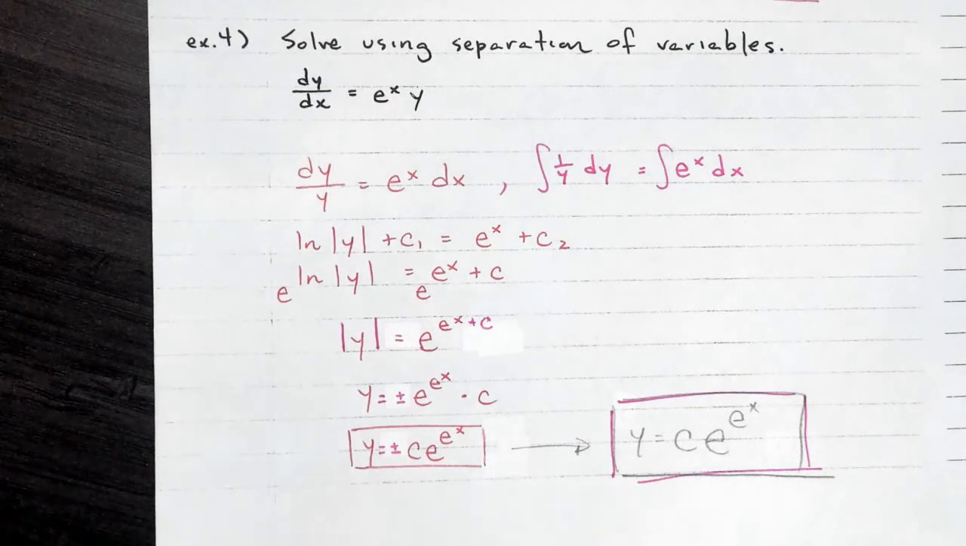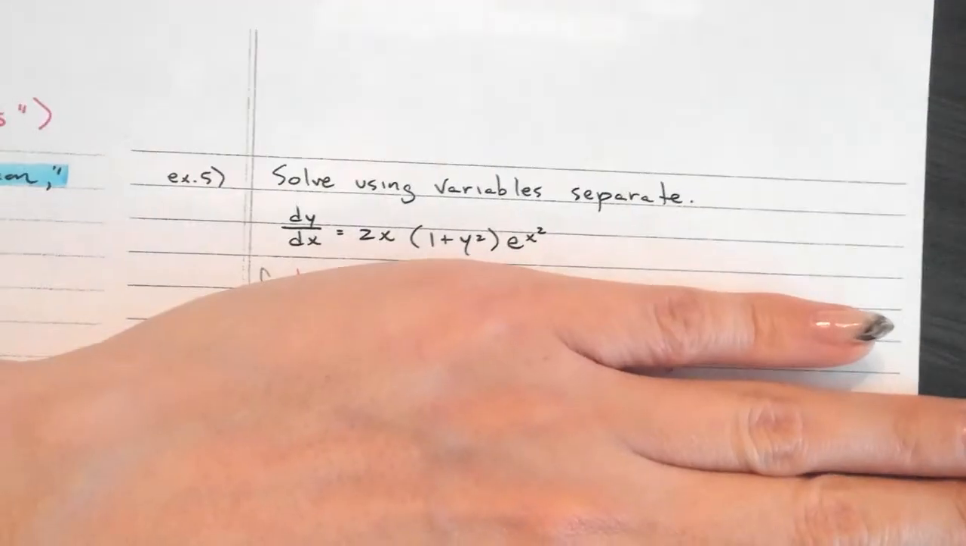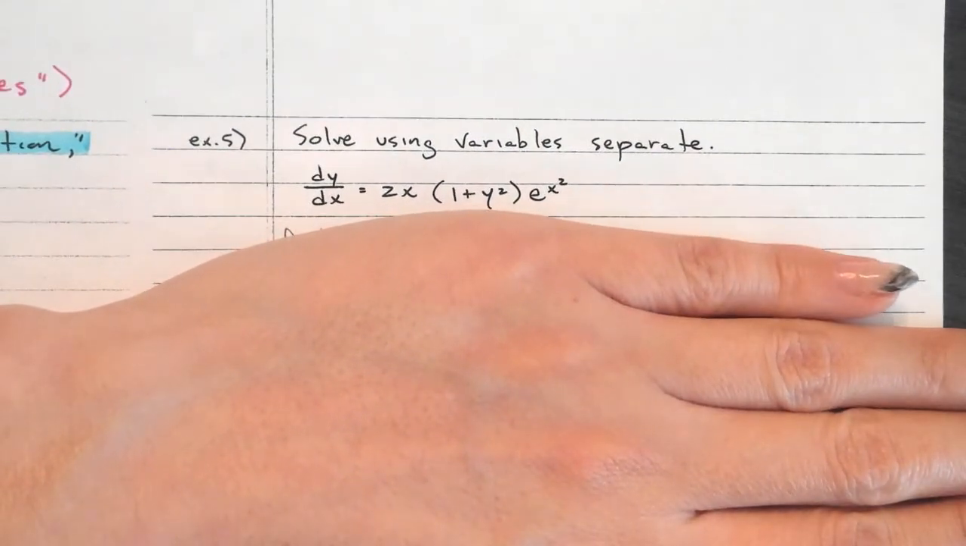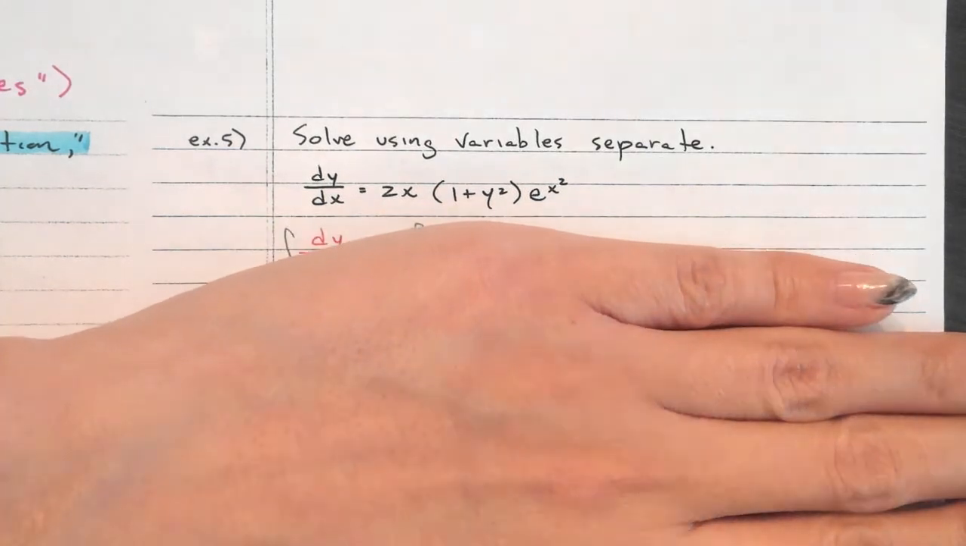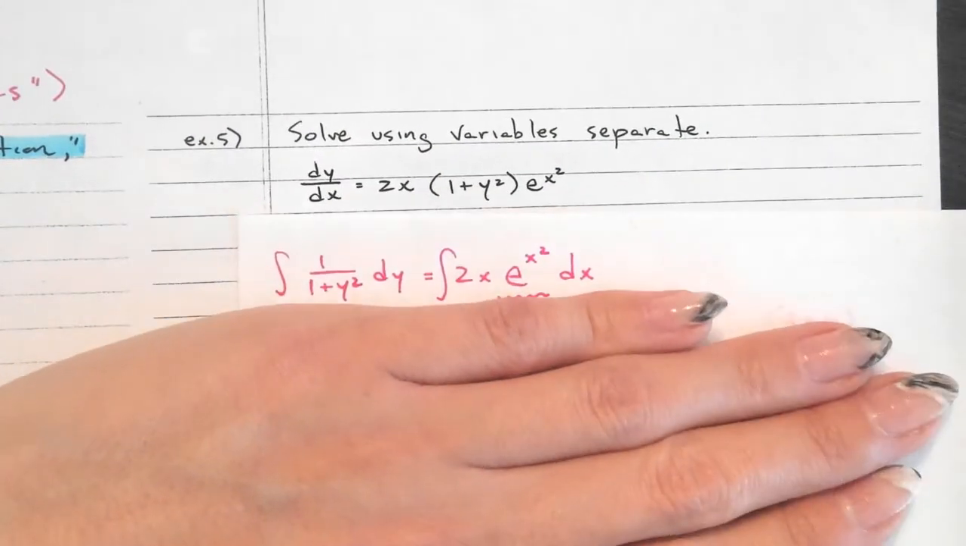Okay, number 5. Number 5, I did a little bit extra work on another sheet of paper, so I'm gonna go like this. So solve using separable variables. All right, so you get the y's on one side and the x's on the other. You do that first. Come on, do it. And then I hope you see something like that.